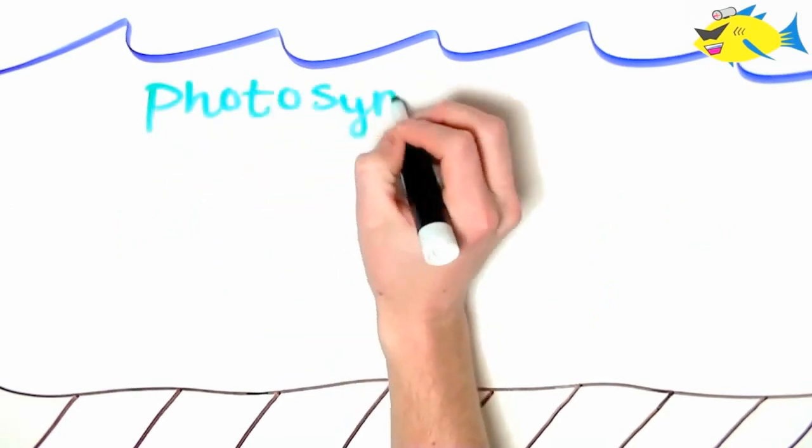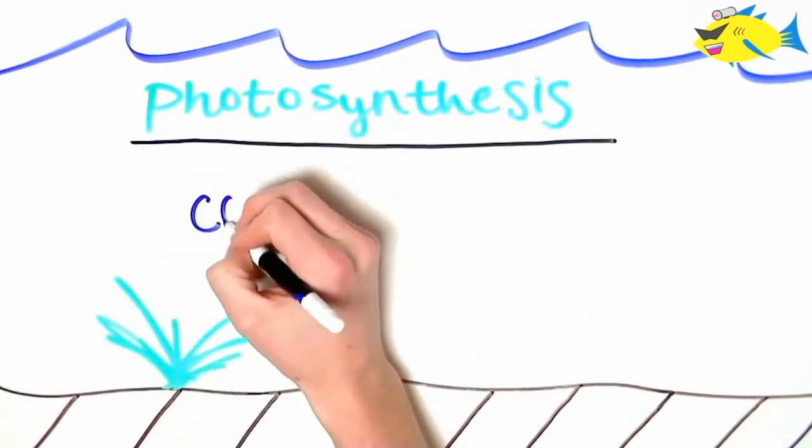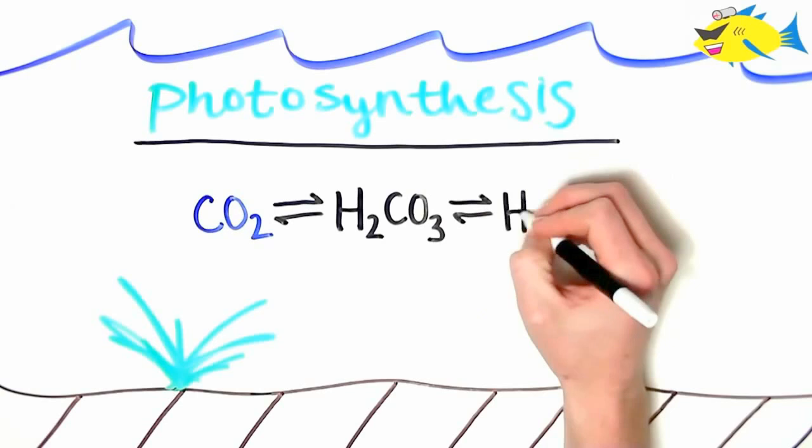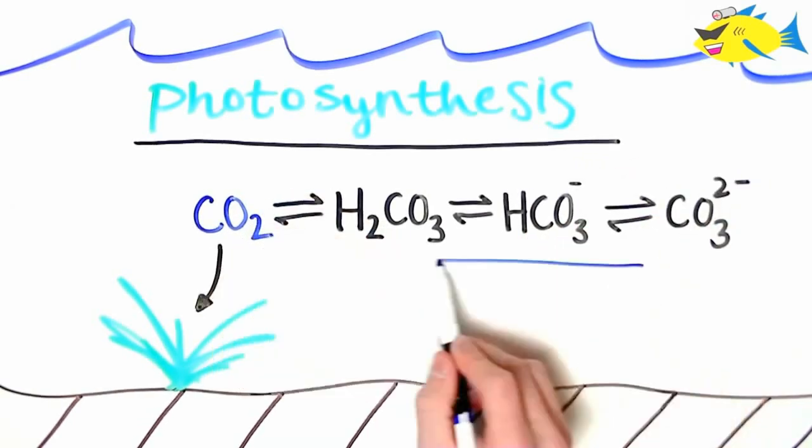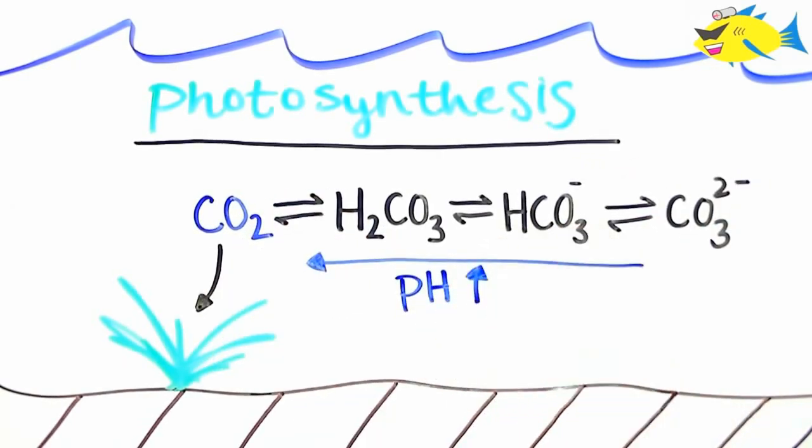On the other hand, when photosynthesis takes place during the day, CO2 is removed from the water column, thus shifting the DIC equilibrium to the left and resulting in the consumption of hydrogen ions. This is why the pH of a planted aquarium will gently increase throughout the day.